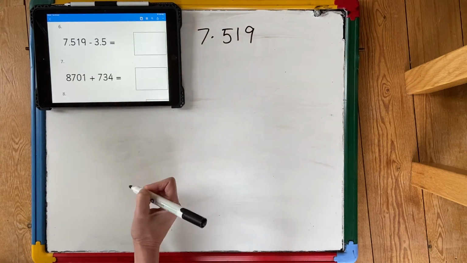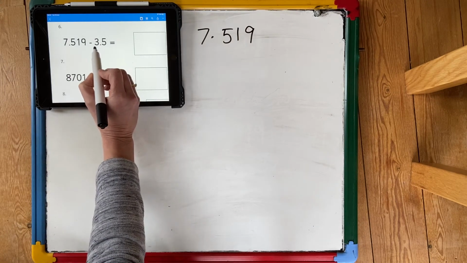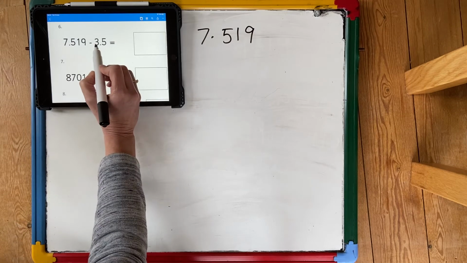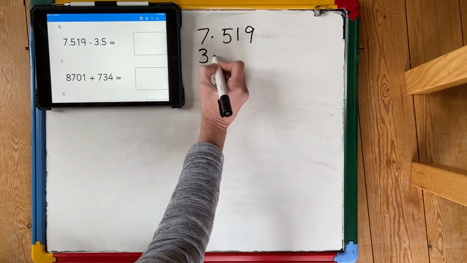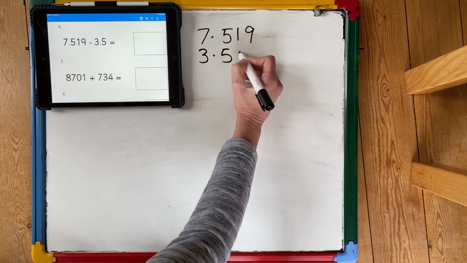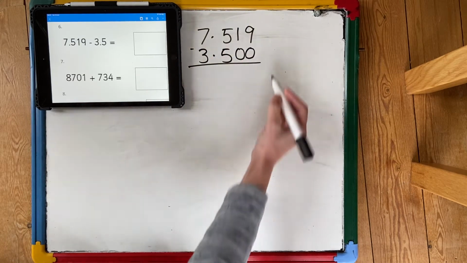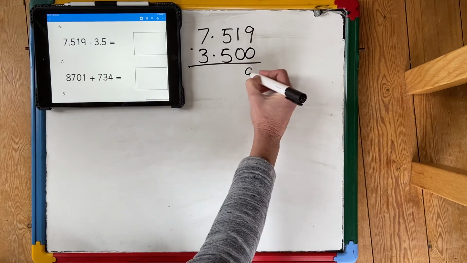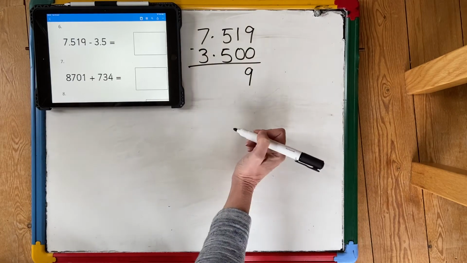7.519 subtract 3.5. So you have to make sure that the ones are in the correct column. So the 3 must go below the 7, 3.5. Put your zeros in, your placeholders. Now you can subtract. 9 subtract 0 is 9. 1 subtract 0, and you can carry on.